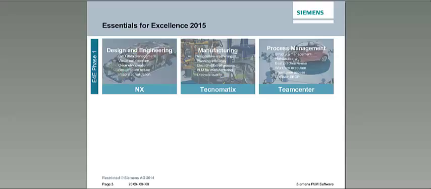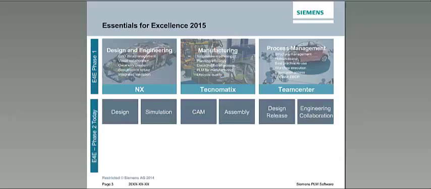So what we did is in E4E phase 1, what you saw earlier this year at the Go event, we had basically Essentials for Excellence phase 1, and we had 3 domains. So we had one for design and engineering, one with manufacturing, and then one with process management. And then we realized that that was too big.